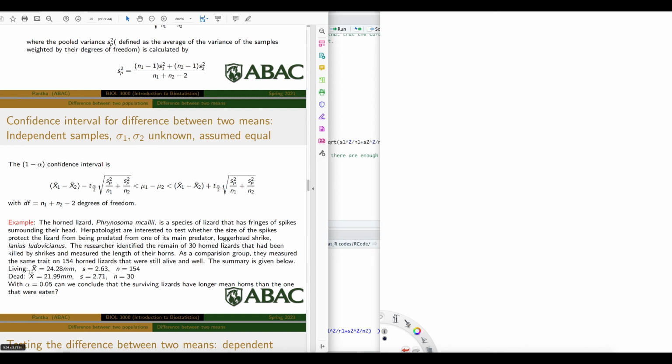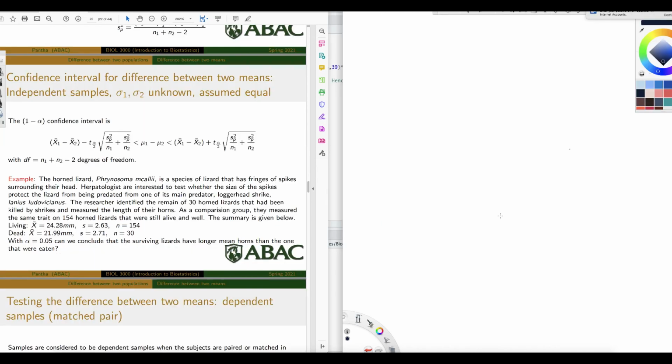These are the statistics. The sample average x bar for the living ones is 24.28. For the dead ones, it is 21.99, a little bit smaller, right? The standard deviations are s equals 2.63 and 2.71. The sample size for the living is 154 and for the dead is 30. With alpha equals 0.05, can we conclude that the surviving lizards have longer mean horns than the ones that were killed? So we want to test that.